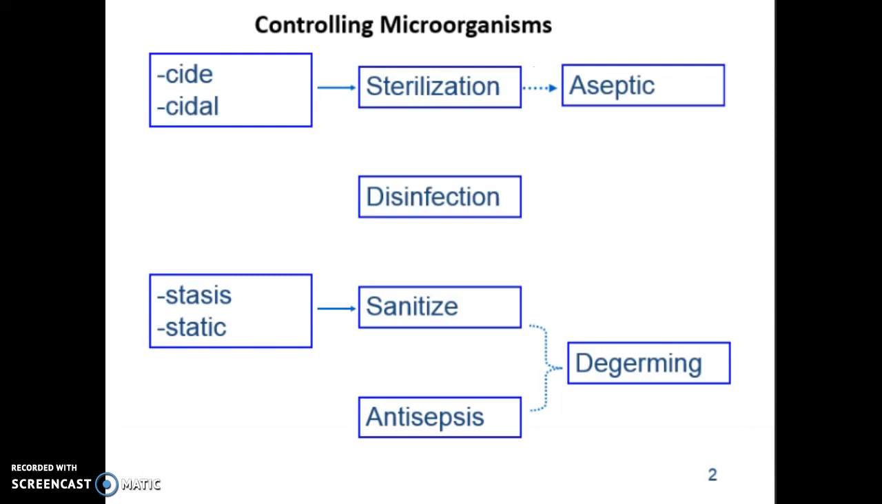All right, so here's a slide that is similar to the previous slide, but it adds a couple of different words or suffixes to it. So with sterilization, you're going to kill all the organisms. And if you sterilize something, it is going to be aseptic, without sepsis, so without microorganisms. And the control mechanisms here are going to have side or sidal, because it's going to establish death. And we'll talk more about that in a couple of slides.